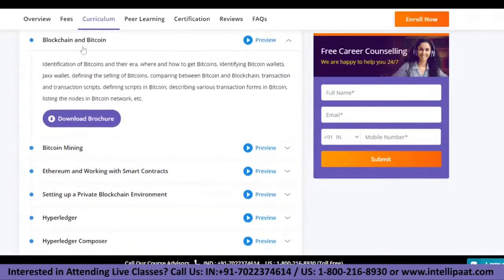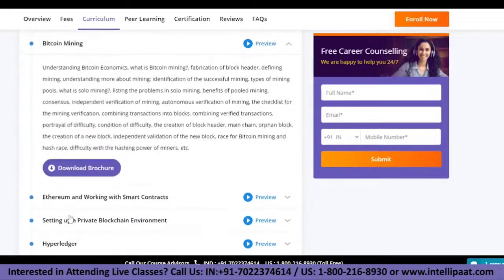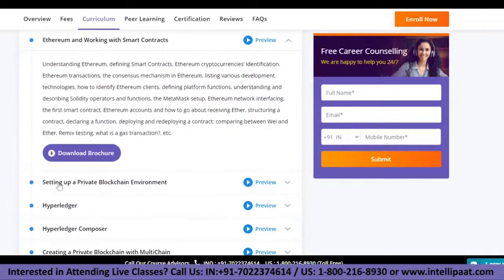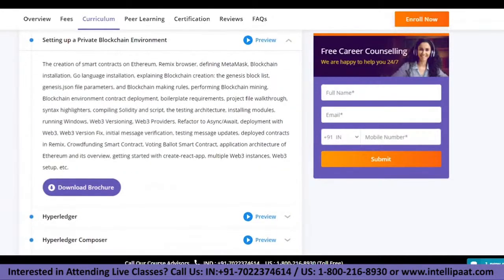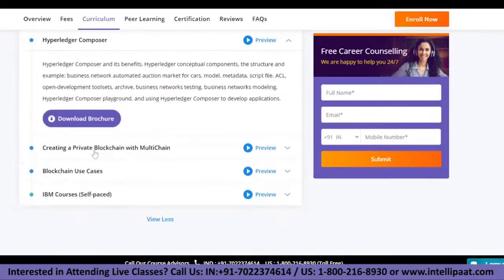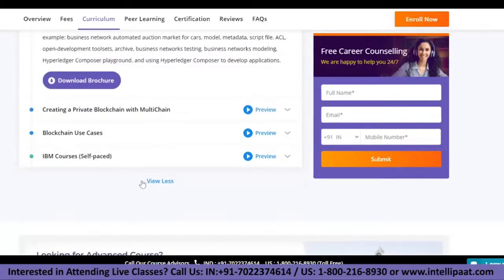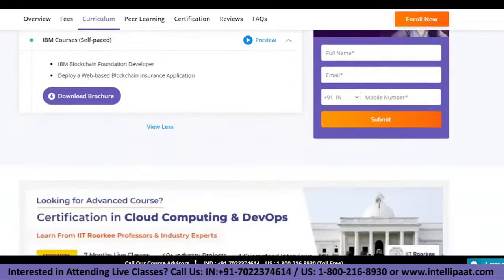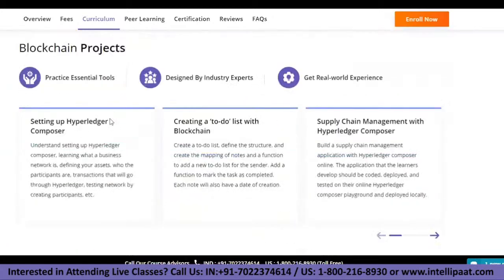Then we go to blockchain and Bitcoin, then Bitcoin mining, Ethereum and working with smart contracts, setting up a private blockchain environment of your own, Hyperledger, Hyperledger Composer, creating a private blockchain with multi-chain, blockchain use cases, and IBM courses. Basically, these are a set of projects that you would be directly getting from IBM. These are all industry-specific projects.